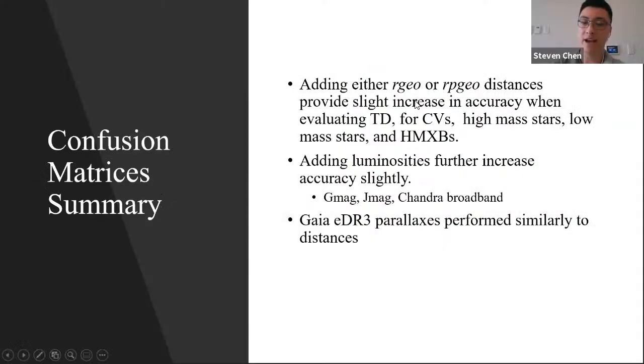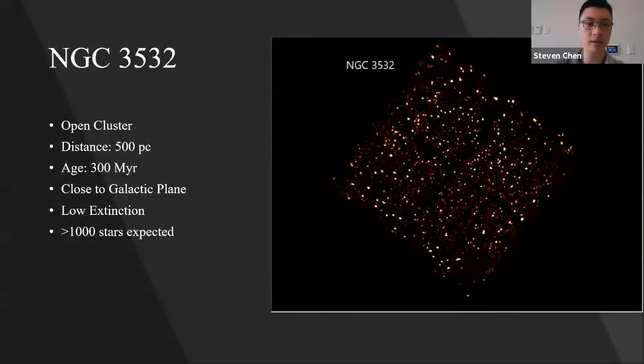So we found that adding either set of distances provides a slight increase in accuracy, and adding luminosities on top of that further increases the accuracy a bit more. We also found that Gaia EDR3 parallaxes perform similarly to distances. Then we evaluated the pipeline on field data. So this is NGC 3532. It's an open cluster 500 parsecs away, and it's about 300 million years old.